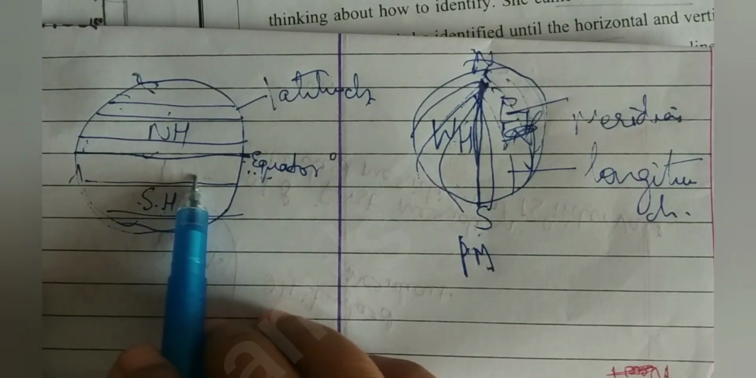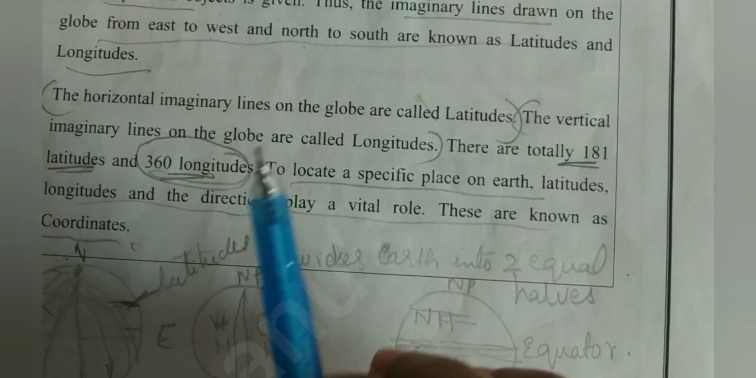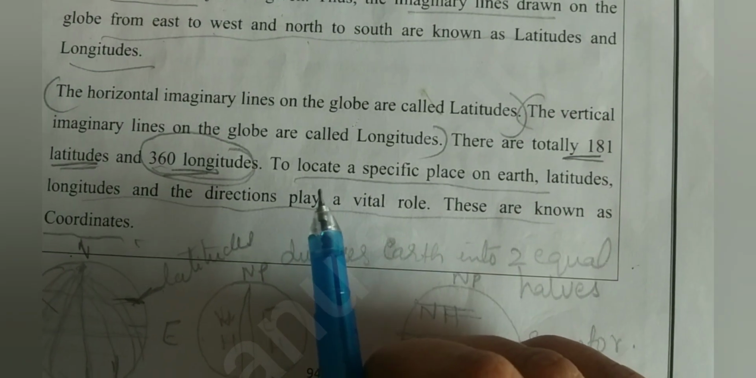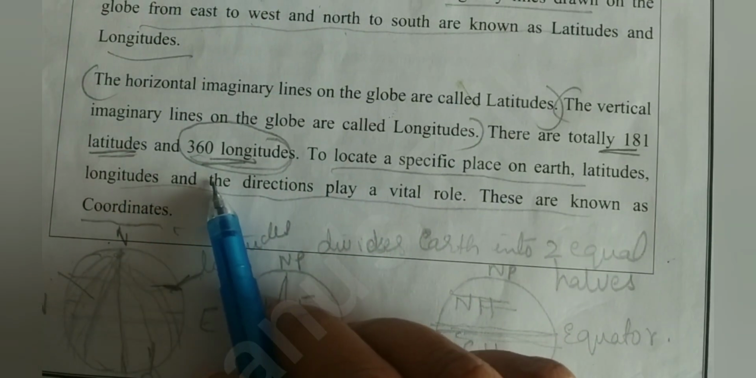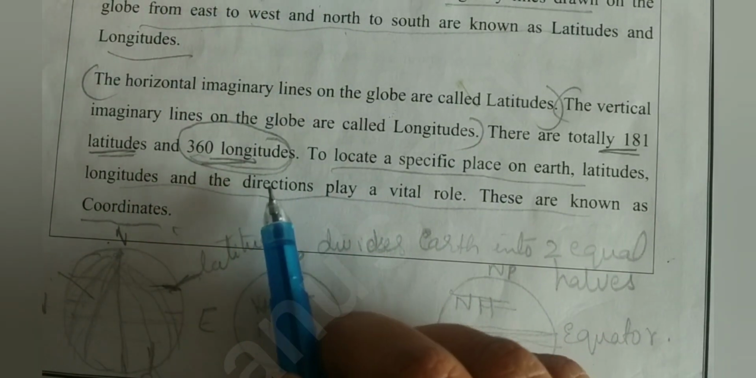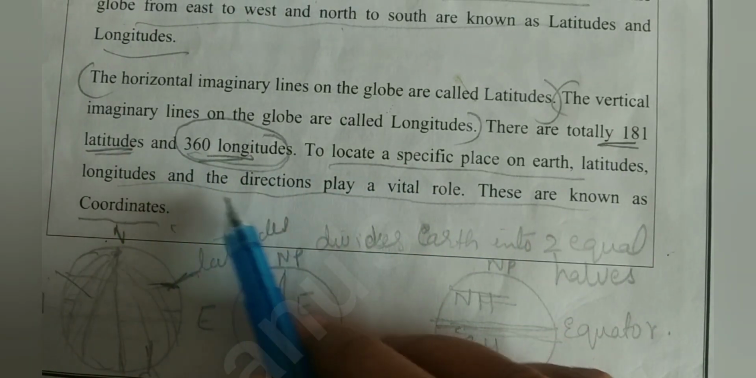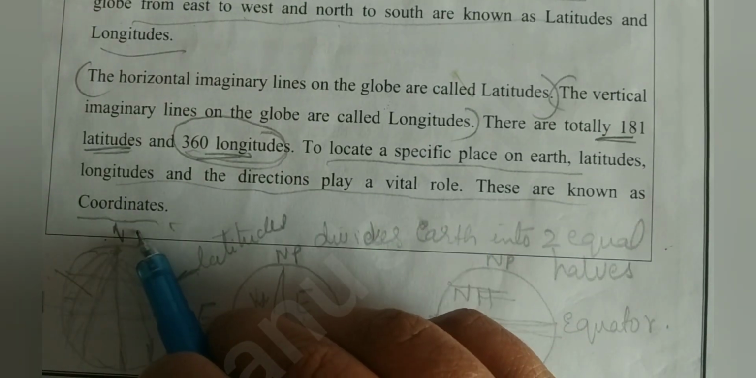These are horizontal lines, these are the vertical lines. I hope you have understood. If you have any doubt, you can ask in the comment section. And there are totally 181 latitudes and 360 longitudes. So to locate a specific place on the earth, latitudes, longitudes and the directions play a vital role, and these are known as coordinates.